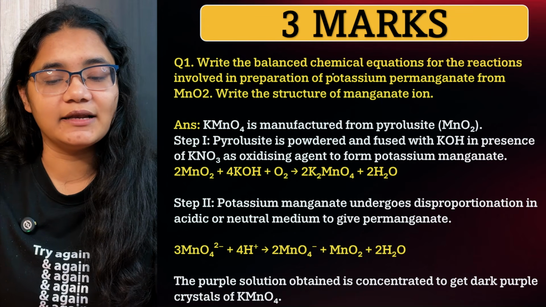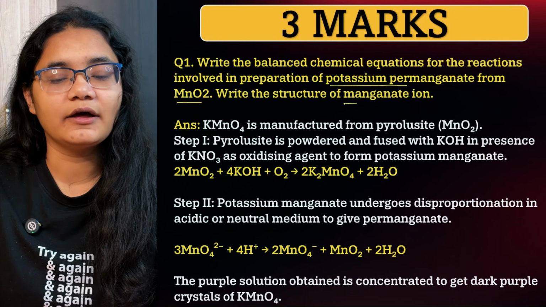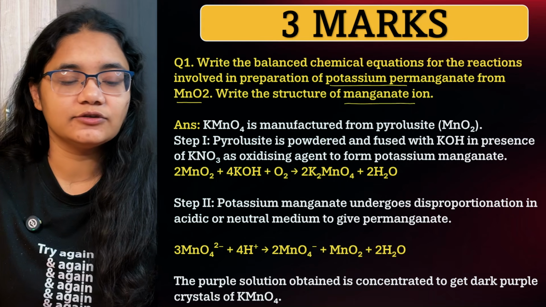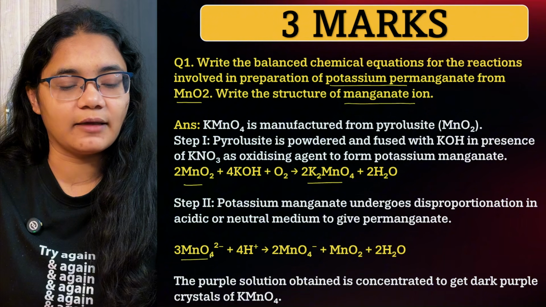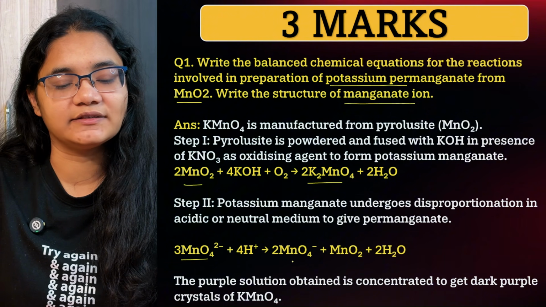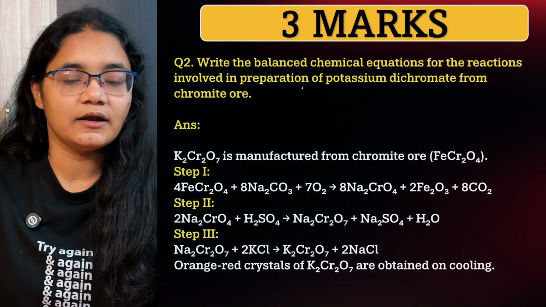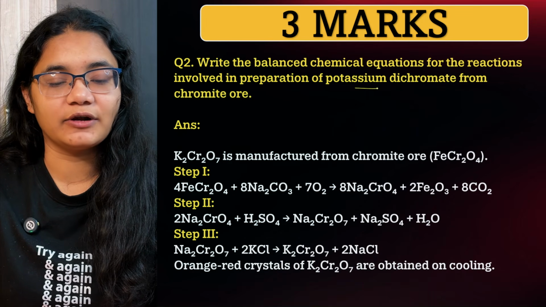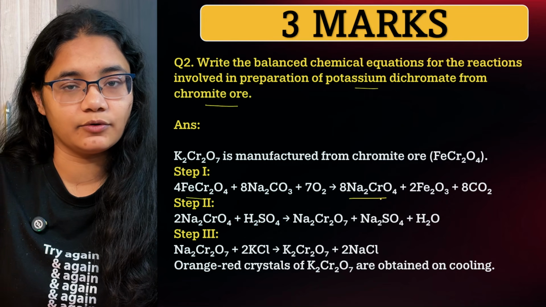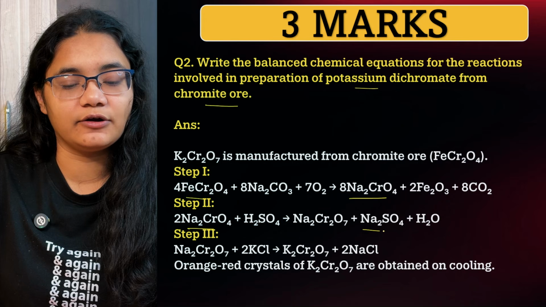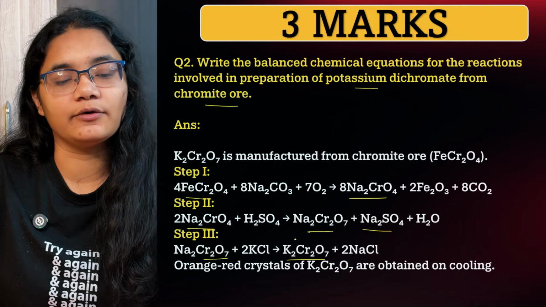Next, we have the balanced chemical equation for the preparation of potassium permanganate from MnO2. Write the structure of manganate ion. Here MnO2 is first converted to K2MnO4, and after that MnO4 2- undergoes hydrolysis and gets converted to MnO4- and MnO2. Next, balanced chemical equation for the preparation of potassium dichromate from chromite ore. So iron chromite gets converted to sodium chromate. Sodium chromate gets converted to sodium dichromate, and sodium dichromate gets converted to potassium dichromate.